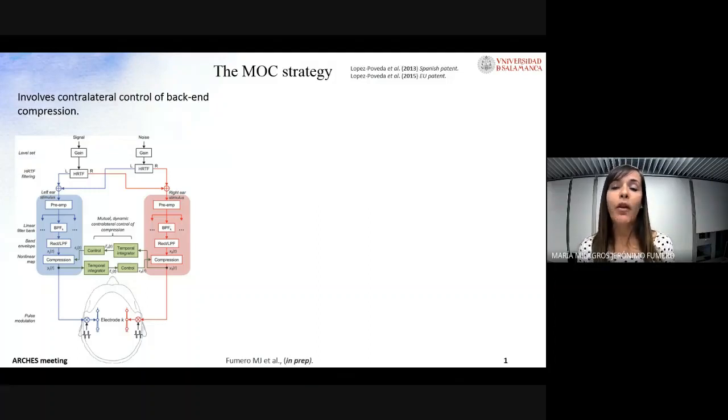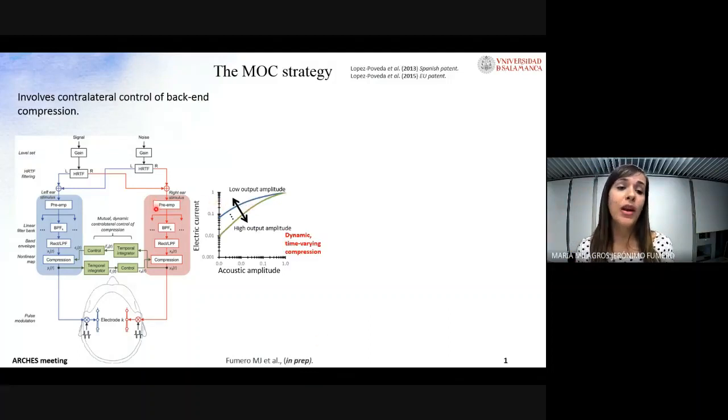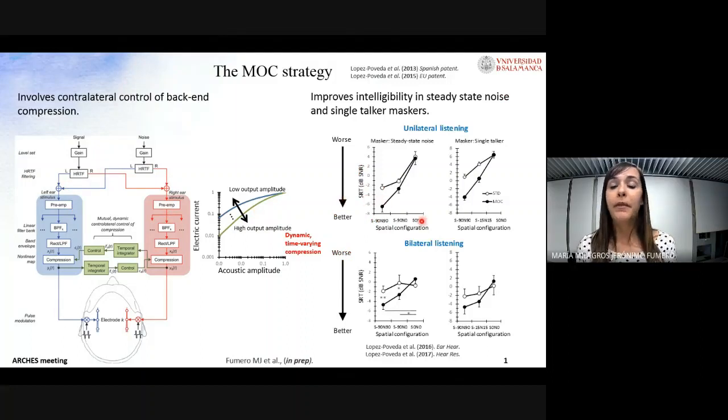This strategy involves the use of contralateral control of the compression function in each frequency channel, that is, with dynamic and mutual contralateral compression between the two processors. In previous studies, we have shown that compared to a strategy similar to the current clinical standard, which uses independent processors with fixed compression, the MOC strategy improves speech recognition in noise in bilateral and unilateral listening when the masker was steady-state noise or a single-talker masker, when the target and the masker were spatially separated.